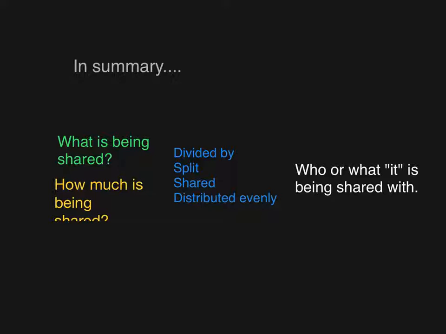So in summary, when we're looking at these problems, we need to look at what is being shared, and not only what is being shared, but how much of it is being shared. Then our keywords to tell us to divide would be divided by, or you could possibly see the word split, or shared, or they may even say distributed evenly. All of these tell us to divide. And then the last thing, what do we divide by? You divide by the who or what it is being shared with. So if it's pizza, it's how many people are eating the pizza. If it's talking about rabbits and carrots, it's how many rabbits are eating the carrots.